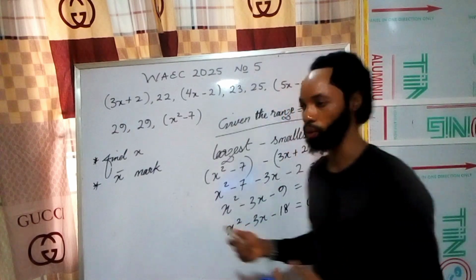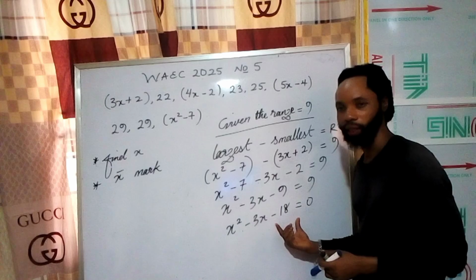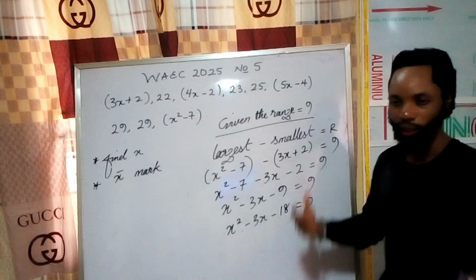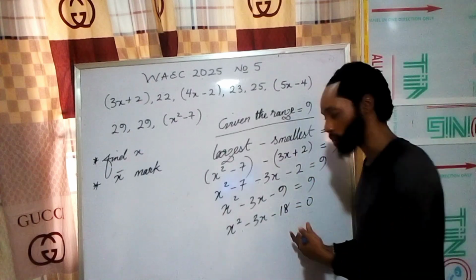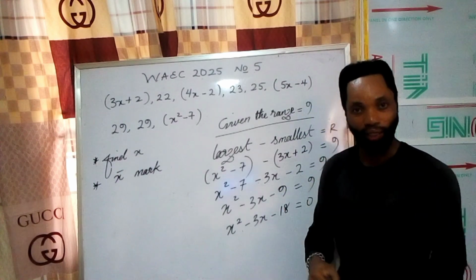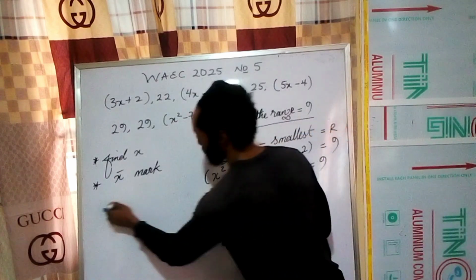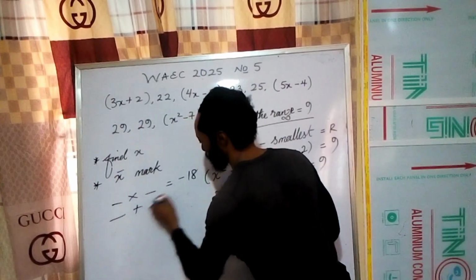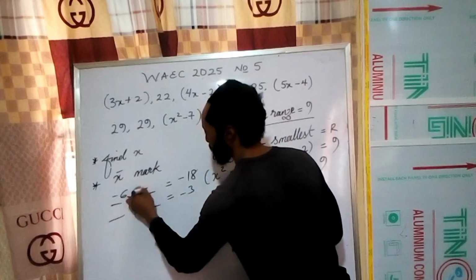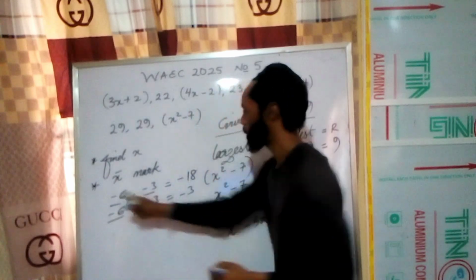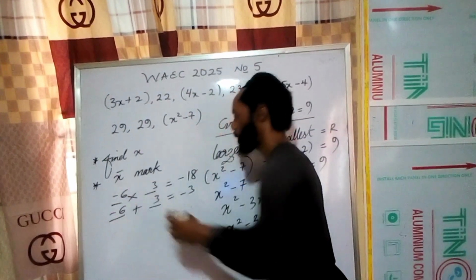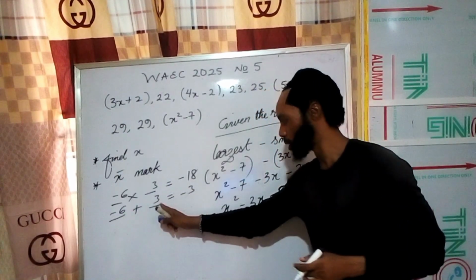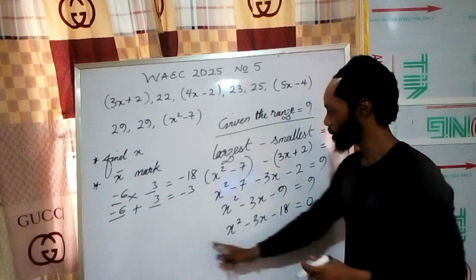Now we ask ourselves, what two numbers multiply to give negative 18 and add to give negative 3? Those two numbers are negative 6 and positive 3. Negative 6 times positive 3 is negative 18, and negative 6 plus 3 gives us negative 3. So you see, that covers it for us.